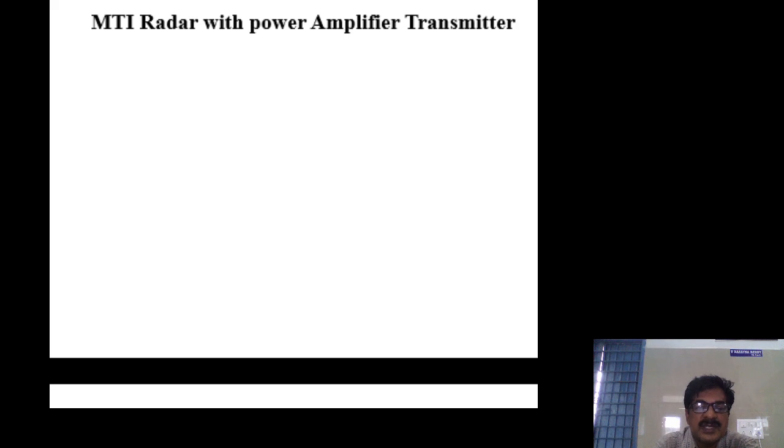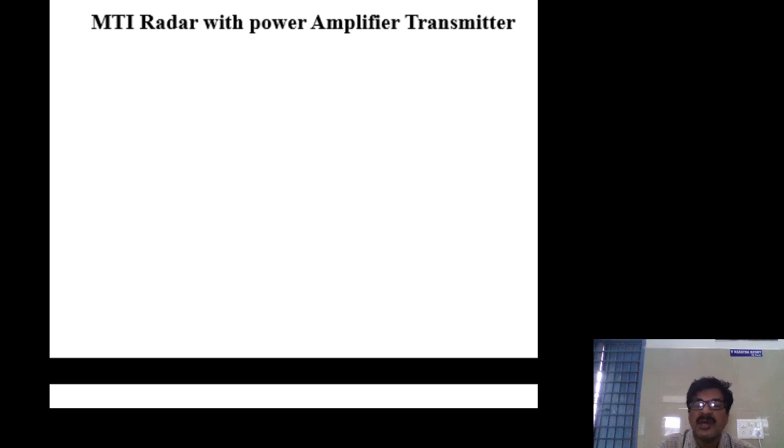So in last class we observed what MTI and pulse Doppler radar are, and we have seen how to separate the moving targets from the fixed targets with the help of the A-scope display and also PPI. Okay. Now today let us discuss the block diagram of MTI radar with power amplifier transmitter.